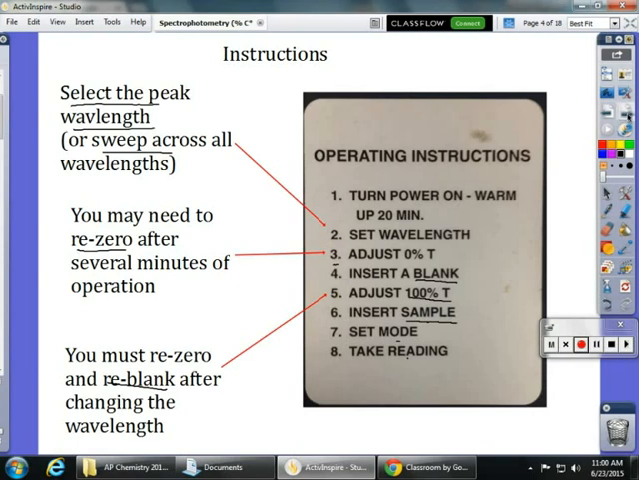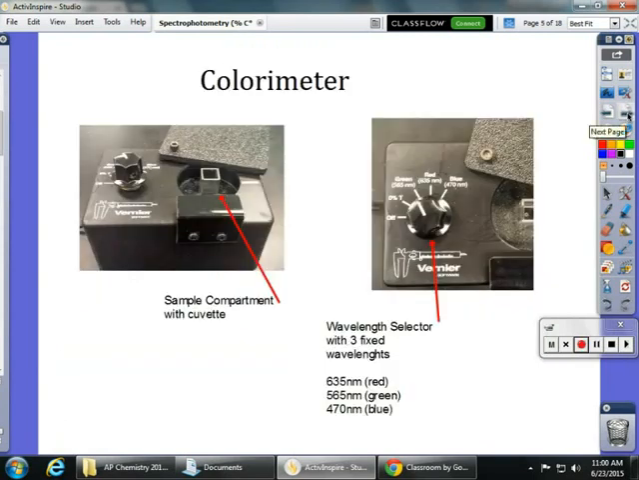If you don't have a spectrophotometer, there's a much simpler version of this that you can use. It doesn't take quite as much effort. However, this only allows you to pick specific wavelengths, and this is called a colorimeter. Here's a very simple colorimeter. Obviously, you don't see any display on here. You would have to attach this to maybe a data collection device like a LabQuest or LabPro.